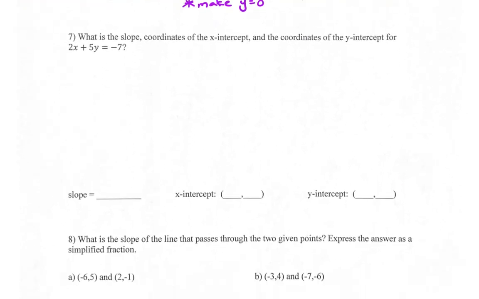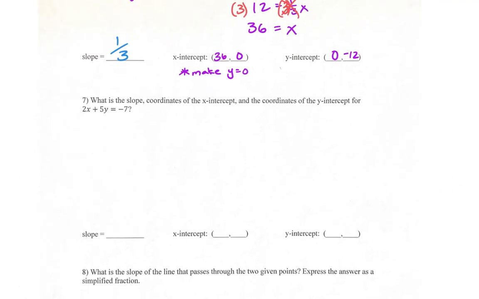All right, this one's written in standard form. So it's going to be very easy to pick out the x and y-intercept, but it's going to be kind of a pain to pick out the slope. With standard form, remember what I told you: when you want to find the x-intercept, make y 0. When you want to find the y-intercept, make x 0.